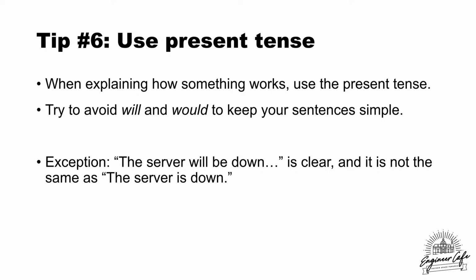And same thing goes for would. Obviously these words have a grammatical function, but when we say how something works, we're talking in general terms and can just speak as if it's now. One obvious exception is if you're really talking about the future. So if we say the server will be down, that's clear. That's a great sentence. And it's not the same meaning as the server is down. But when we talk about, I'm imagining something like code comments, when you're just saying this happens, you don't need to say this will happen when you run the code.